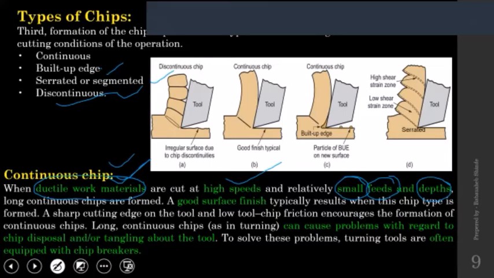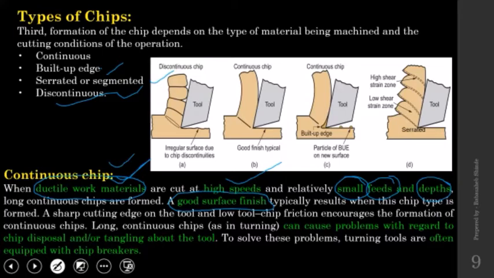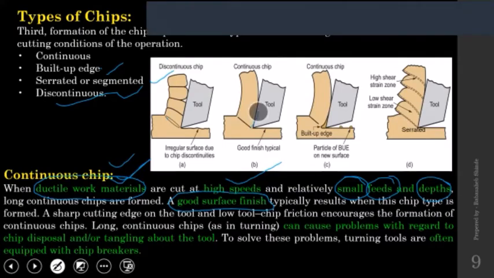So what are the advantages? Whenever you get the continuous chip, most probably you will get a good surface finish. So the advantage is you will have a better surface finish with continuous chips. But it has some limitations also. What are the limitations? Continuous chips means that once you start removing the material, you will get a continuous segment or chip that is a very long one.